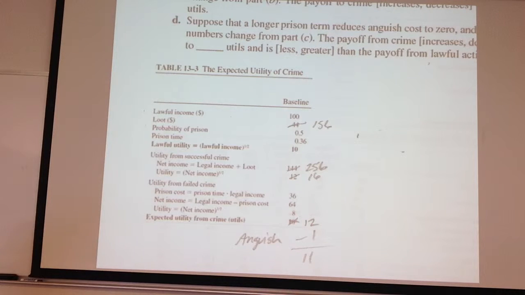You can pull out your phone if you don't have a calculator. No, I can do the math. That's not the issue. Yeah, here's the answer. So that stayed the same. Lawful utility, that all stayed the same. The only thing we changed was the 0.4.